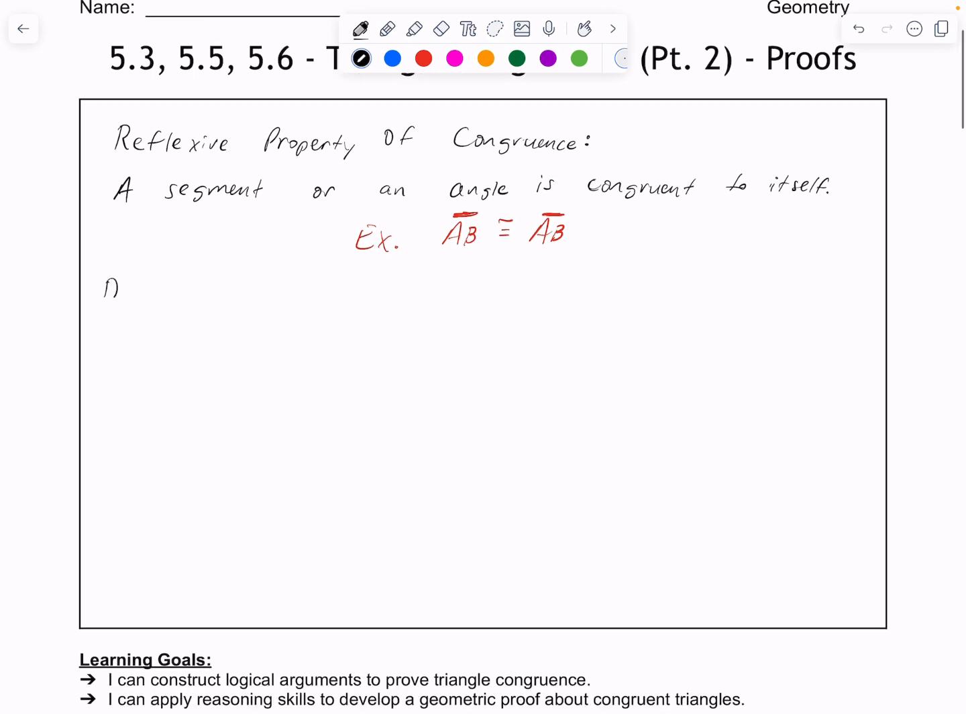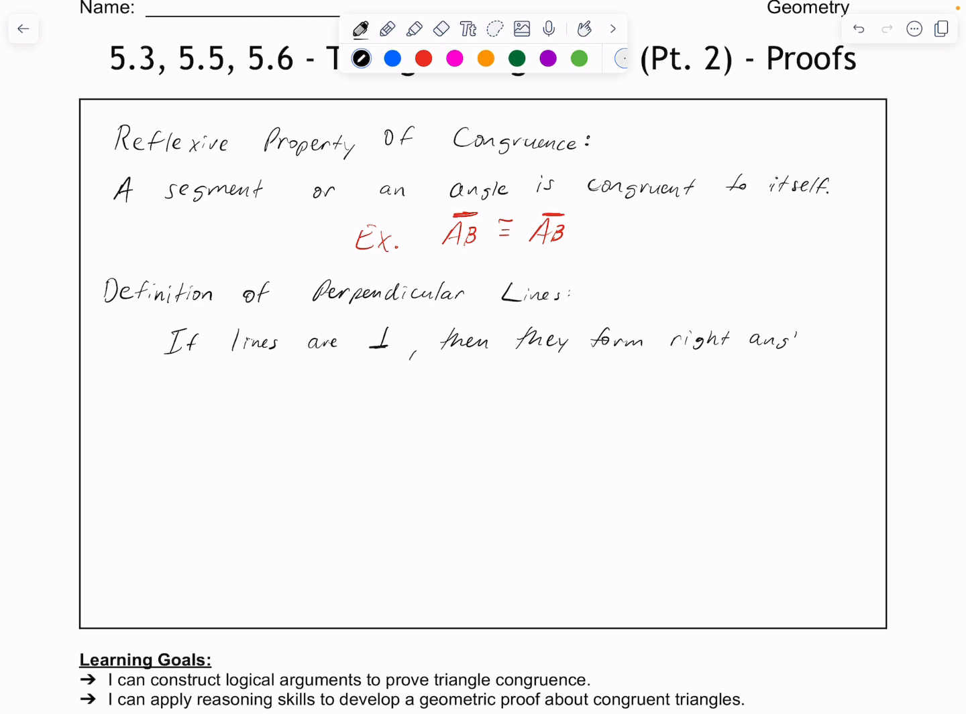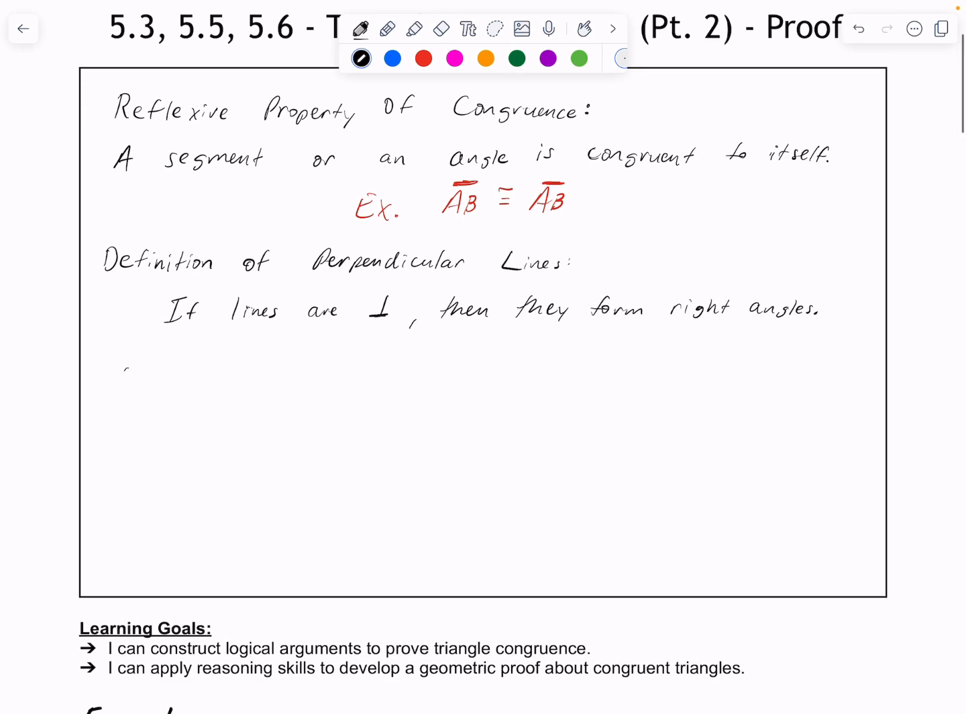Okay, the next thing is the definition of perpendicular lines, which we've talked about a lot, especially in our last unit. All right, so for the definition of perpendicular lines, we write if lines are perpendicular, then they form right angles. Something that you already know, but just making sure we formally define it before we use it here in a couple examples. Another one is all right angles are congruent. All right, that hopefully doesn't surprise you.